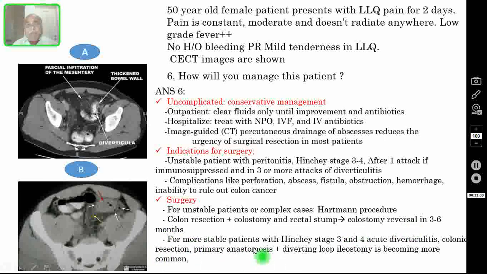For a more stable patient with Hinchey stage 3 and stage 4 acute diverticulitis, you can do colonic resection, because you can prepare the large bowel and you can go for primary anastomosis with a diverting loop ileostomy. That is becoming the more common method of treatment nowadays for more stable patients. You can do resection with a primary anastomosis, and for safety you can do a diverting loop ileostomy also. This is the standard treatment nowadays.